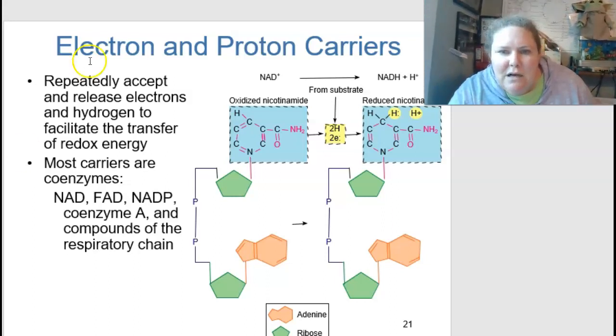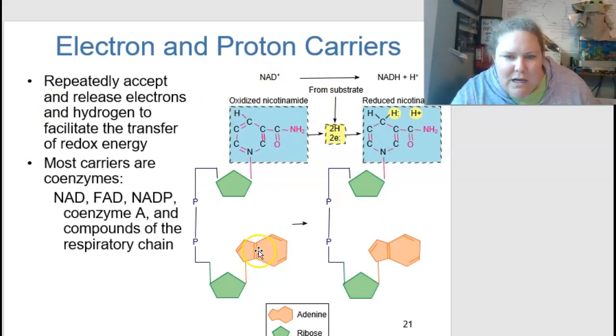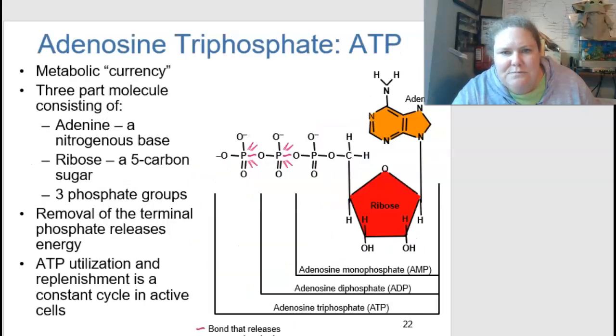And so you can see here that NAD is on the left side. You have your adenosine and your ribose, okay? And then you have the oxidized nicotinamide, and then from the substrate you get 2 electrons. It goes on to here, and so this is how NAD+ becomes NADH plus an extra hydrogen carrier. So again, they're shuttles, they're carriers, okay? And that's just showing you that one of the coenzymes is NAD+, that becomes NADH.